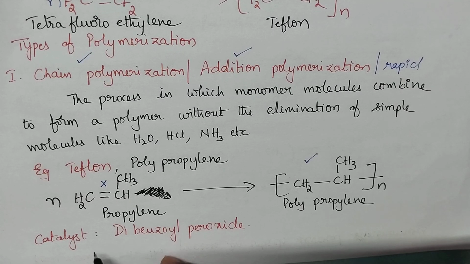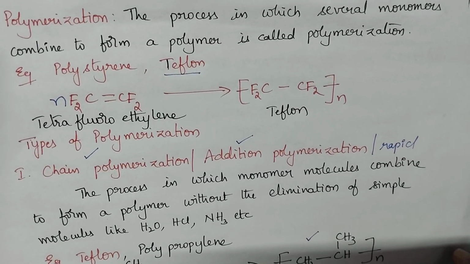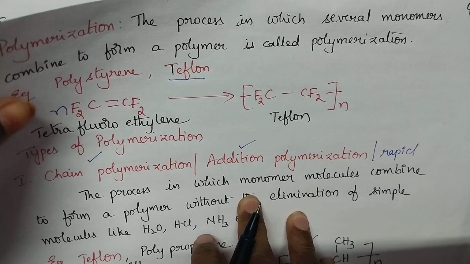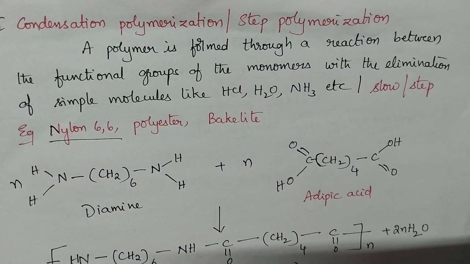In general, the catalyst used for addition polymerization is dibenzoyl peroxide. Students, is it clear about the addition polymerization? In addition polymerization, what happens? Simply the monomers join to form a polymer. It follows the chain mechanism and it is a rapid process.